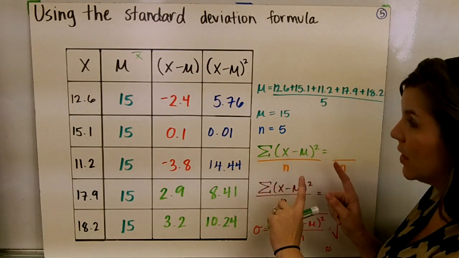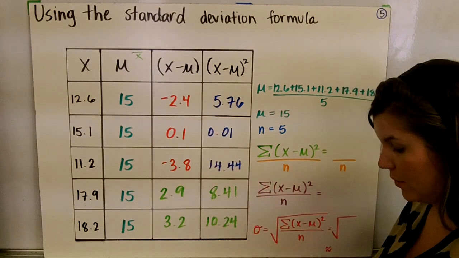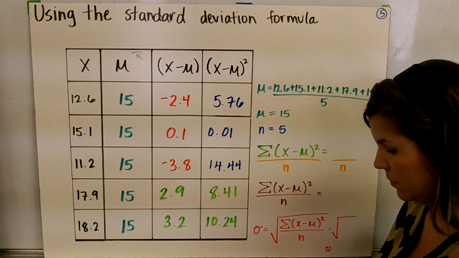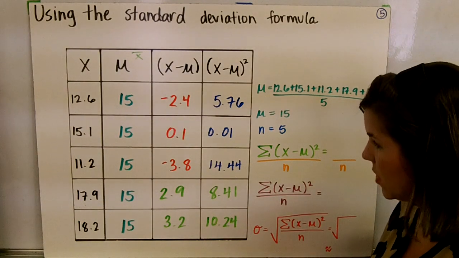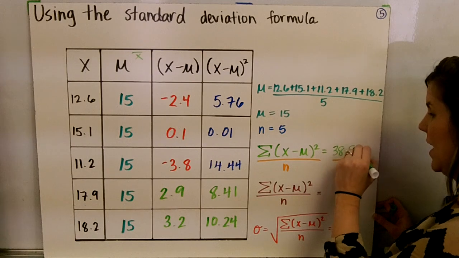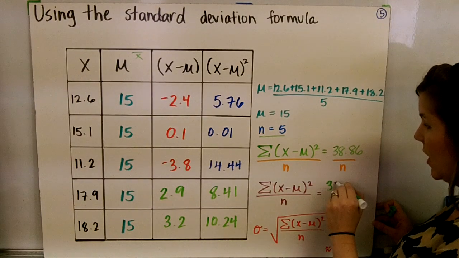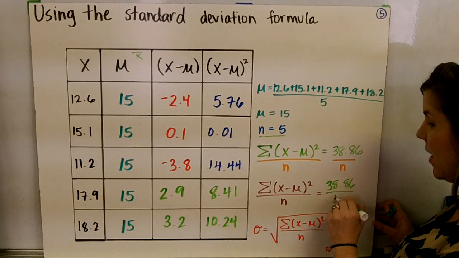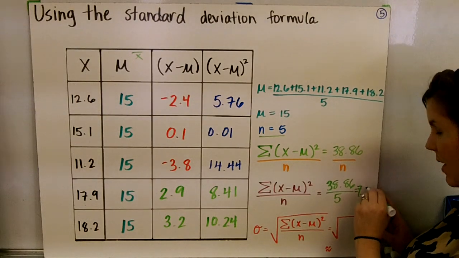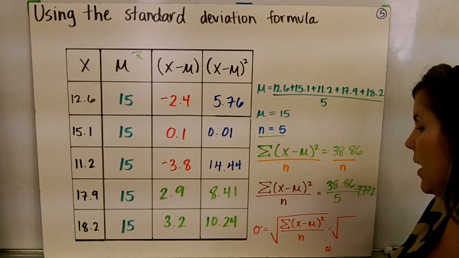We're going to find the sum of all these squared values, and we're going to divide by n. So add these all together. 5.76 plus 0.01 plus 14.44 plus 8.41 plus 10.24, and you should get 38.86. And we're going to divide by n. Now remember, n is equal to 5, so we actually have 38.86 divided by 5, which comes out to be 7.772. And I'm going to keep all of these decimals until the very end. I don't want to round until I absolutely have to.